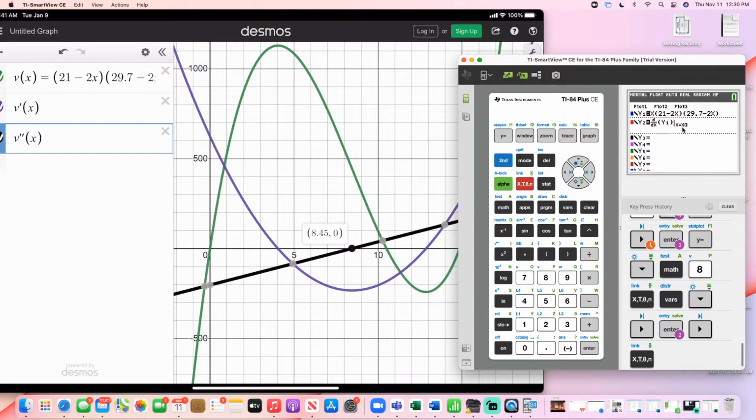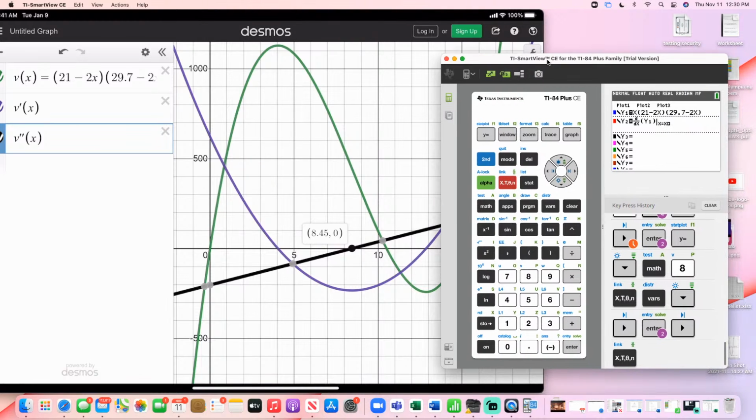Always x equals x when you're graphing. If you say x equals 2, it gives you an evaluation, plugging in 2 for you, and you get a horizontal line. So you don't want to do that. You want to do x equals x. And then you click graph. And voila, you got the derivative.